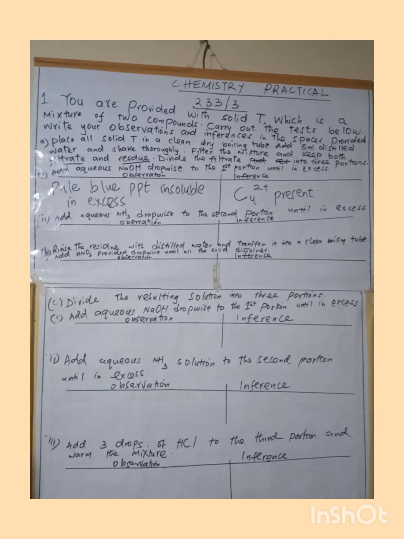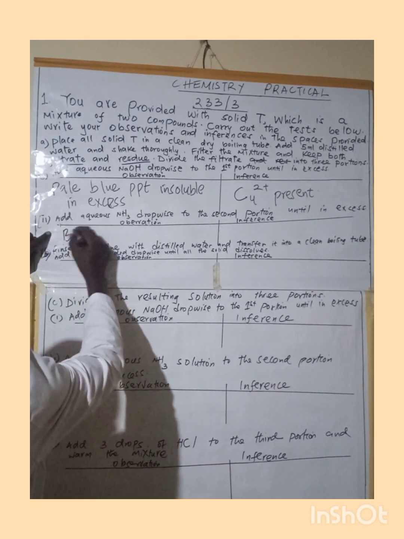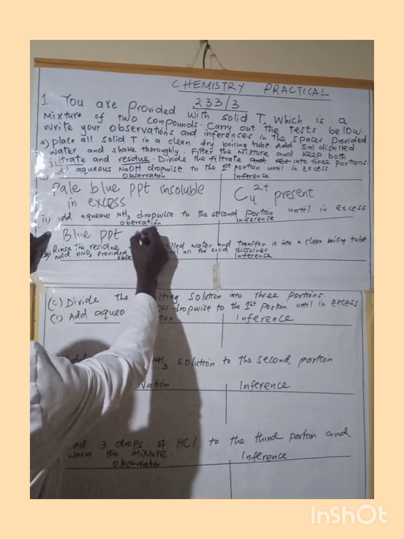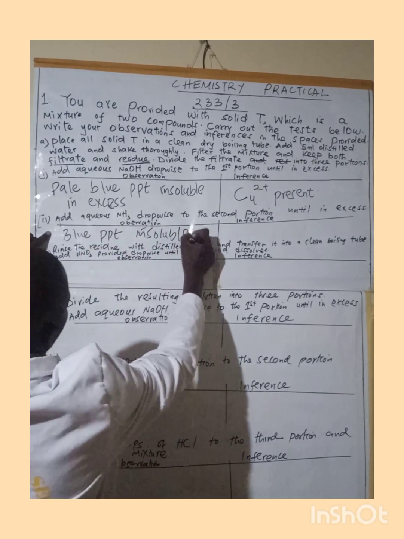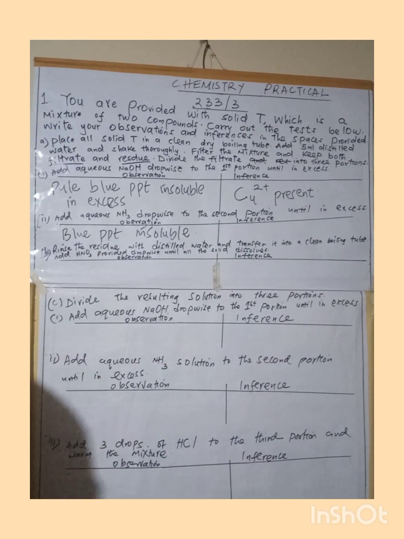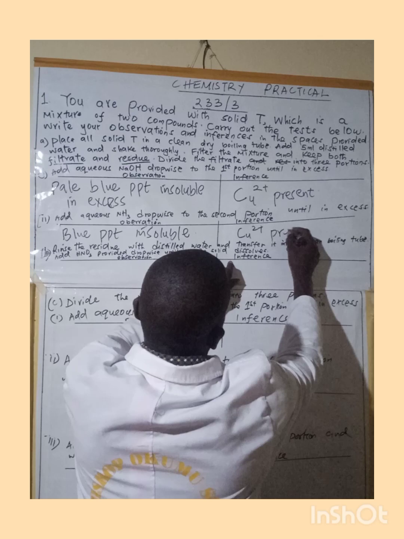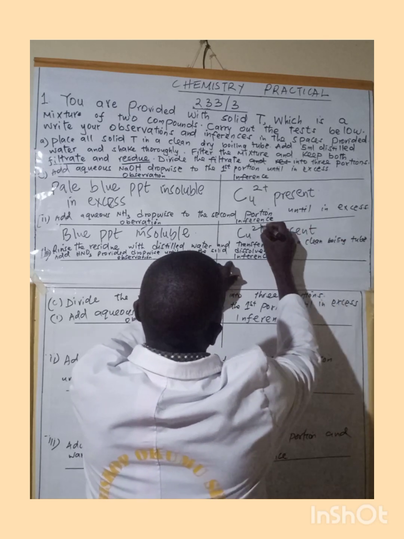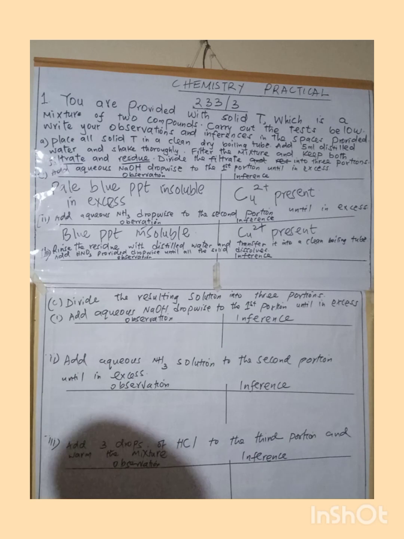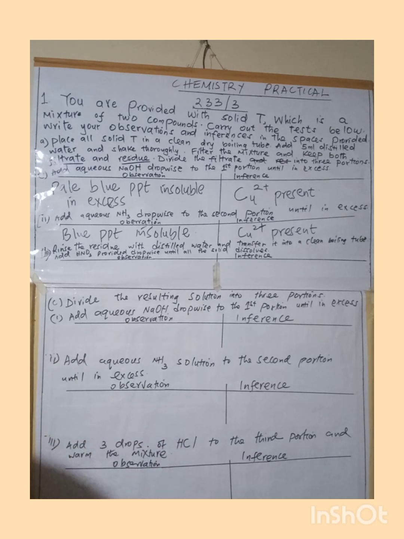And then the second, Roman 2, add aqueous ammonia dropwise to the second portion until in excess. So in this case, the observation which was made is that a blue precipitate, insoluble. That is what was seen. So under the inference, it means you are going to confirm the presence of copper ions. And the inferences, those ions must be written properly.